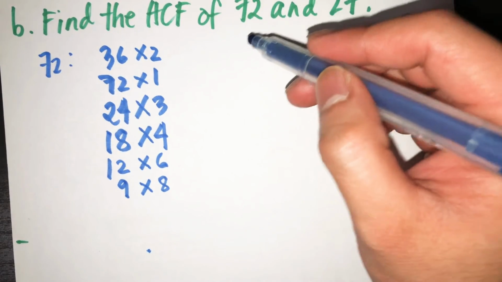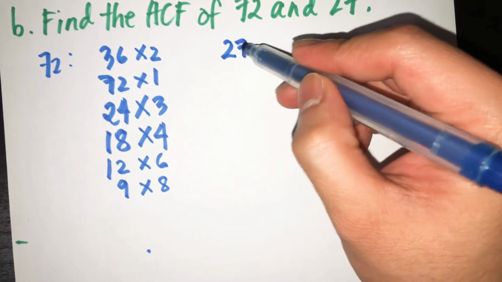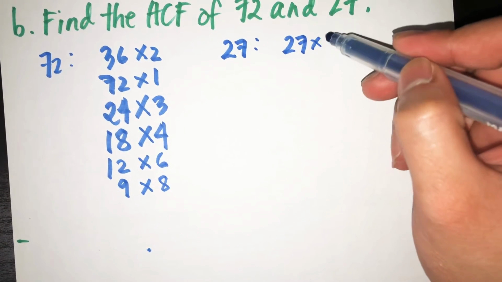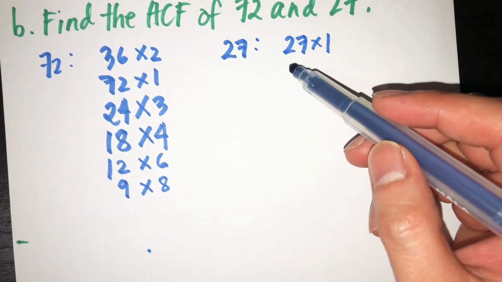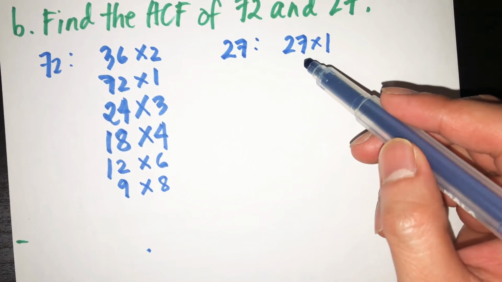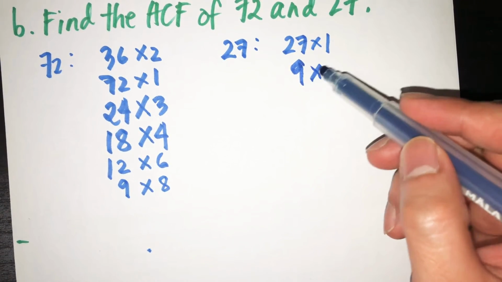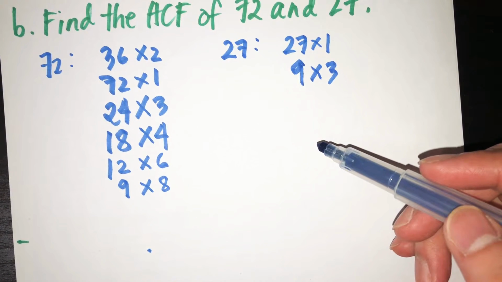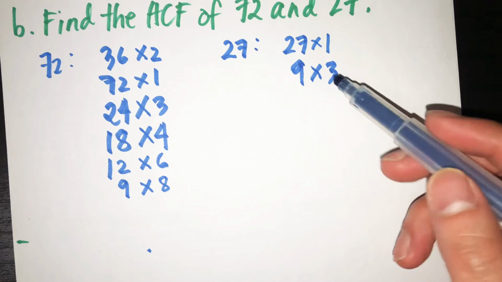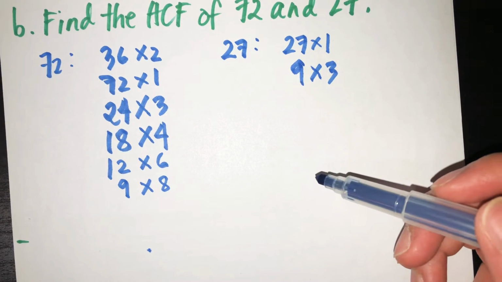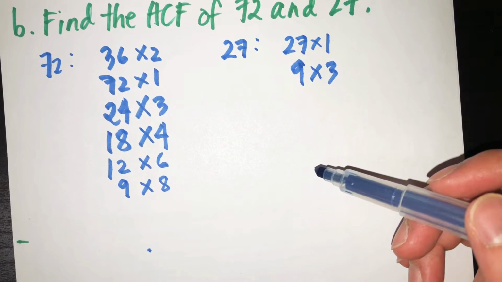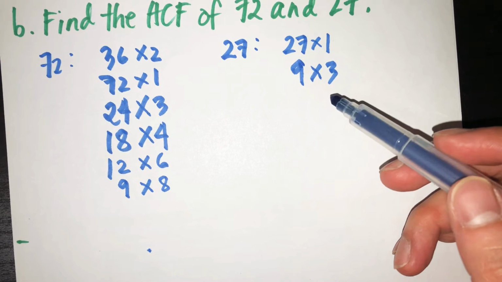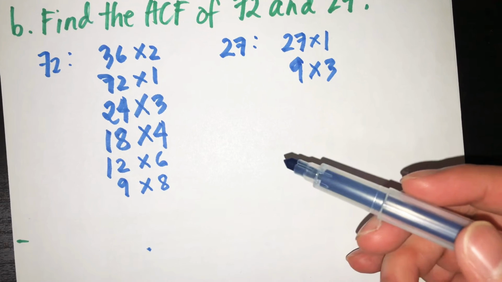Now for 27, we can have 27 times 1. We can have 9 times 3. Again, we can have 3 times 9 and 1 times 27. Okay? Am I missing something? Okay, it's good now. Okay?